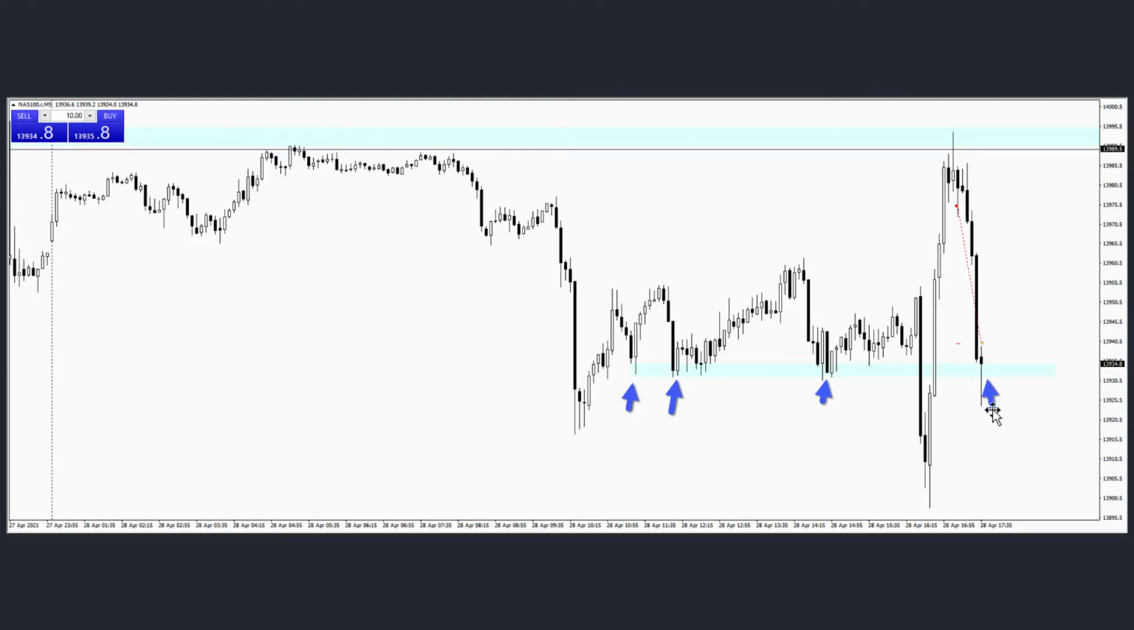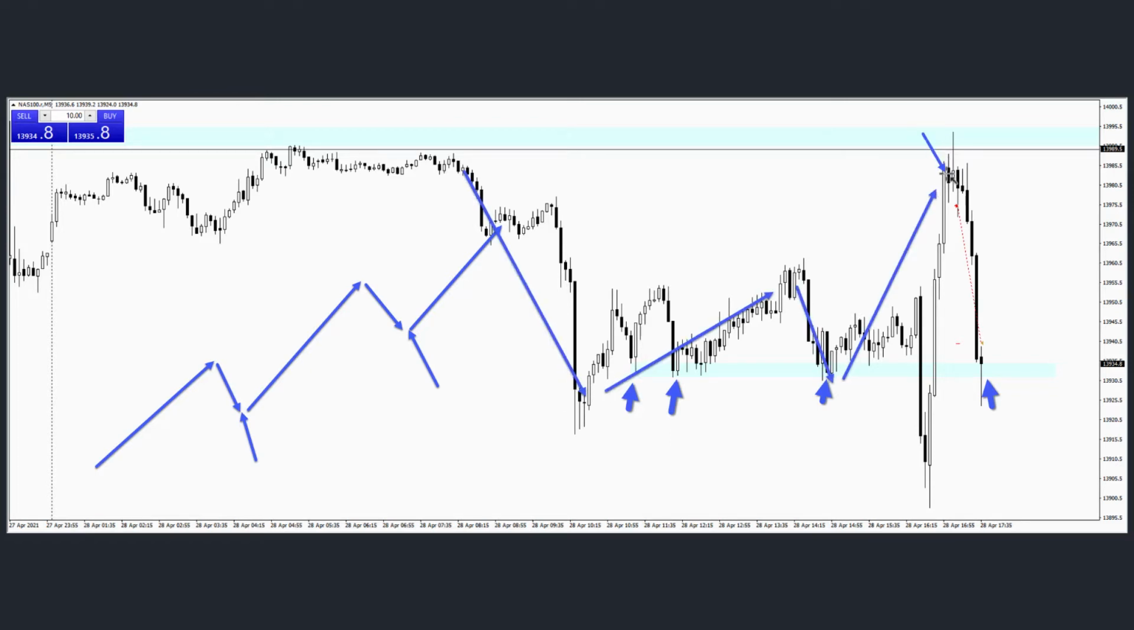So you have these levels and this. So this is also it. Two ways I trade. Market is trending: buy here, buy here. Market is range bound: sell here, buy here. That's all.